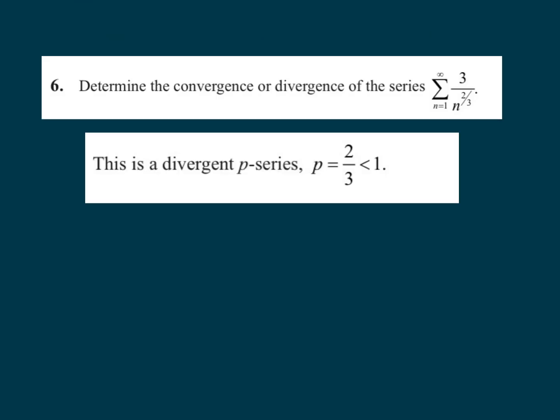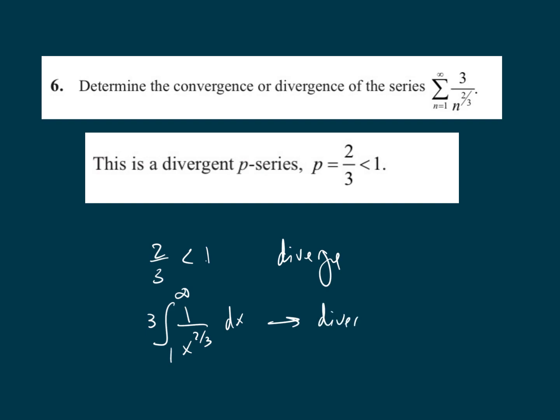The next problem says determine the convergence or divergence of the series 1 over n^(2/3). 2/3 is smaller than 1, so it diverges by the p series, because the integral of 1 divided by x^(2/3) dx from 1 to infinity diverges. You can do the integral, and you will see that it will diverge.